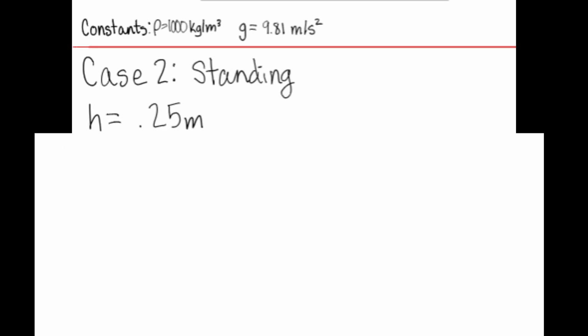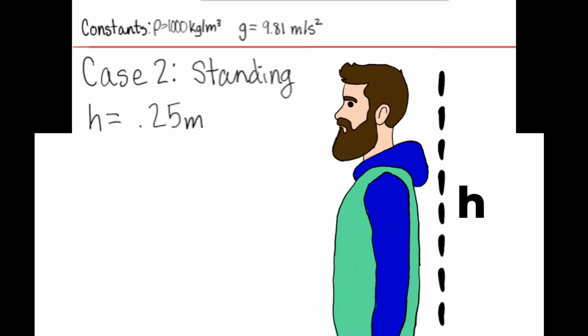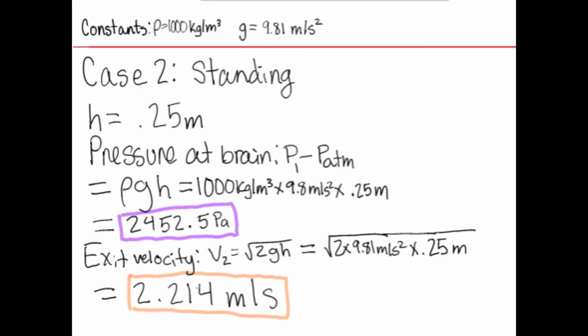Now let's look at standing. When standing, the distance between the brain and the leak is larger, so let's have H be 0.25 meters. The pressure in the brain is calculated the same way, and we then get 2,452.5 pascals. We can then calculate the exit velocity, which is 2.214 meters per second.